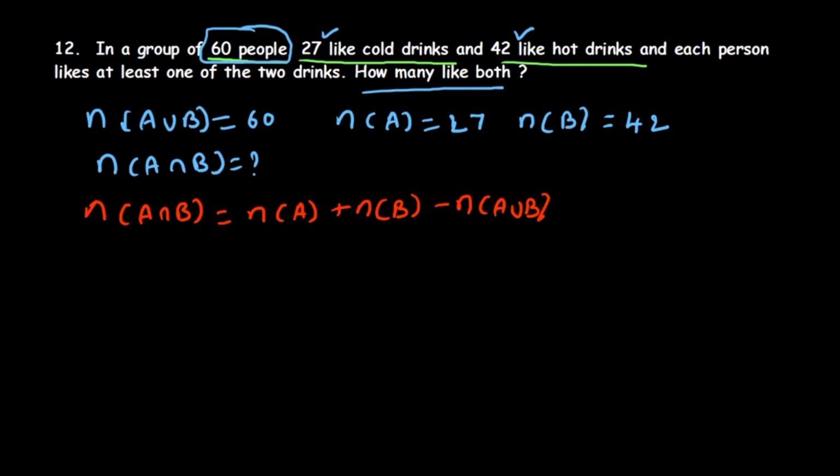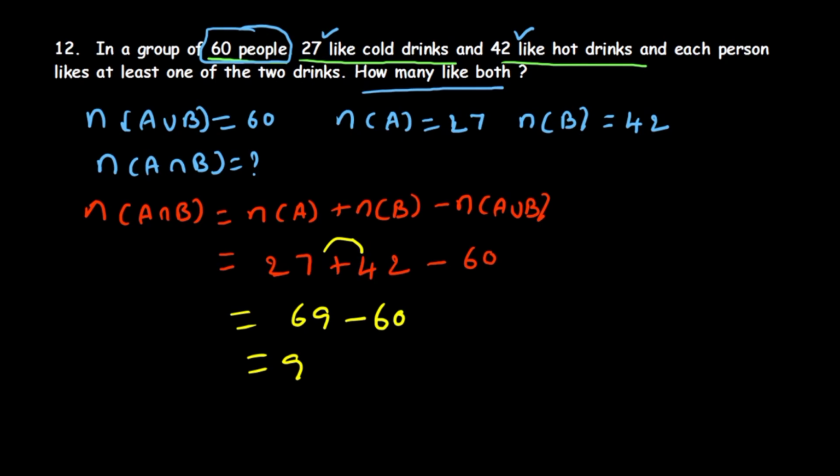So using this formula, n of A is 27, and n of B is 42, minus n of A union B is 60. So this 27 plus 42 equal to 69, minus 60. 69 minus 60 equal to 9. So there are total 9 students. So 9 students like both hot and cold drink. So it's very simple. If you know this formula, we can solve this type of questions.